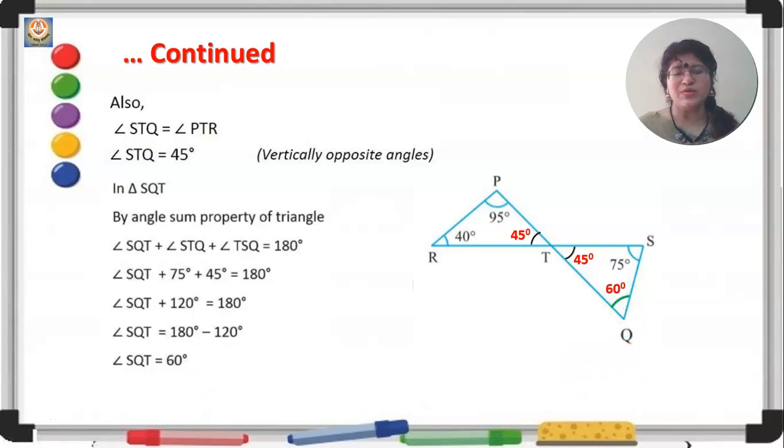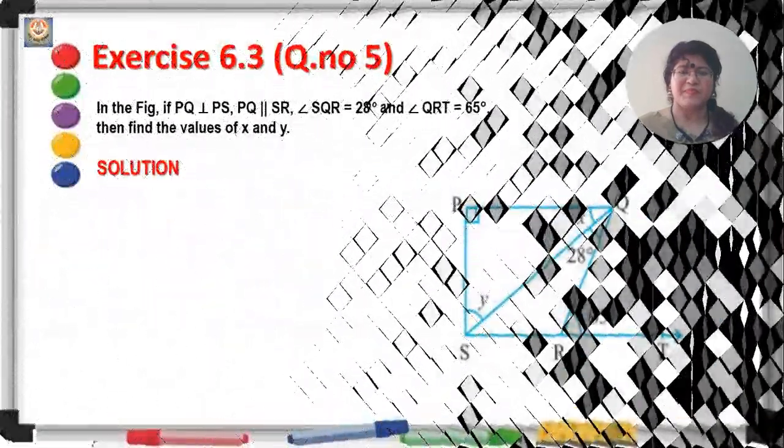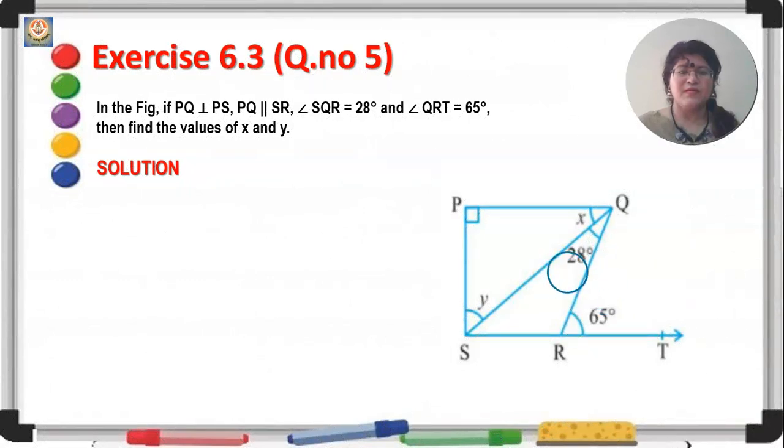Now we look into another question, that is question number 5. This is also a very important question. Draw the diagram in your notebook, copy down the question, and let's look at the solution.